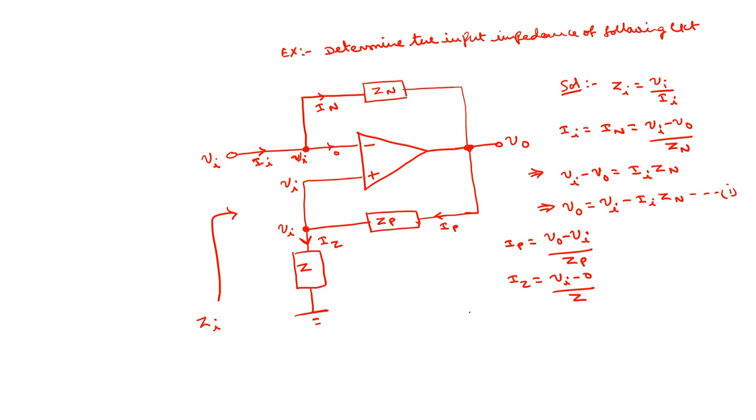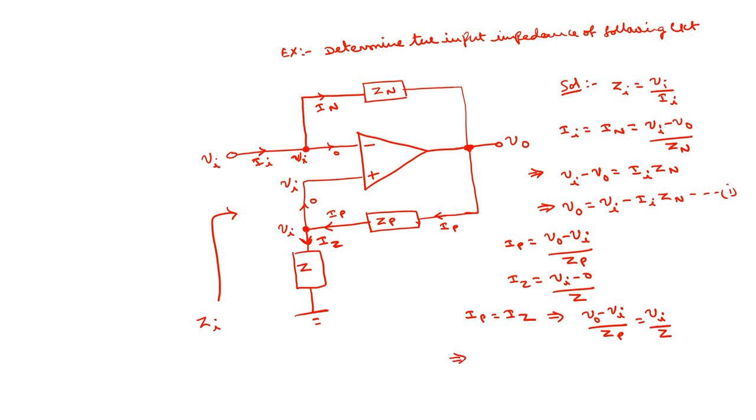And what is the relation between Ip and Iz? Ip should be equal to Iz, because this is the current entering here as Ip. This current is 0, so this entire Ip will flow through the Iz. So if I equate these two, (V naught minus Vi) by Zp is equal to Vi by Z.